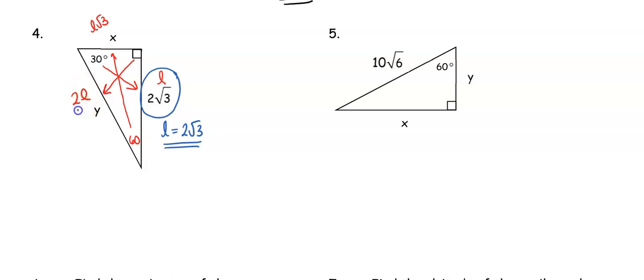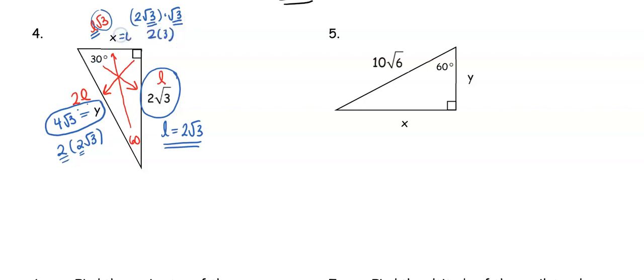Over here, Y is 2 times L. So 2 times 2 root 3. Here's my radical work. 2 and 2 are on the outside, so Y ends up being 4 root 3. Across from 60, this is L. My L is 2 root 3 times root 3 times root 3. Well, root 3 times root 3 is just 3. So we end up with 6 as X. X ends up being 6, and we ended up getting rid of our radical because of the root 3 times the root 3.